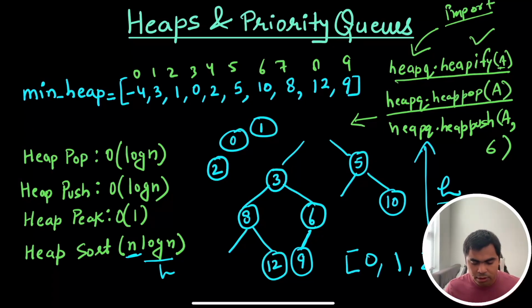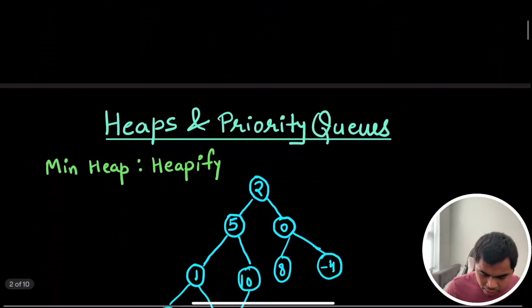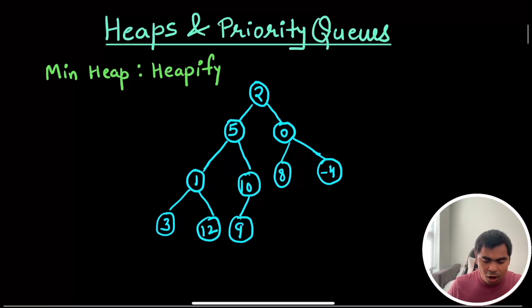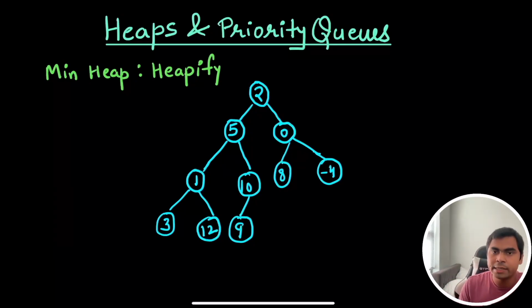Now we have understood heap, min heap, max heap, and you can do the same way for max heap: you just need to negate all the values and then heapify it, then it will give you a max heap. All right, now let's see how it must have actually converted, it must have performed the heapify operation.